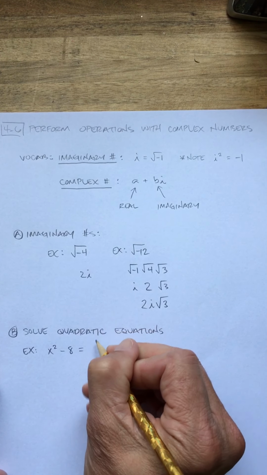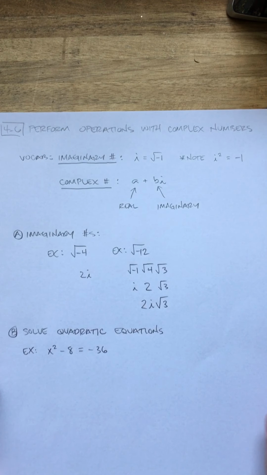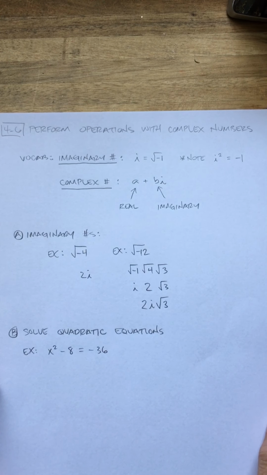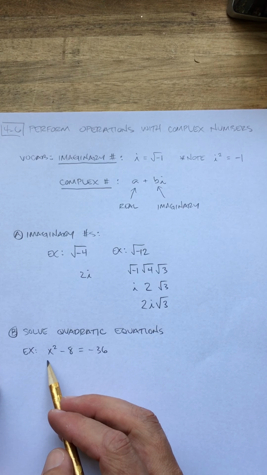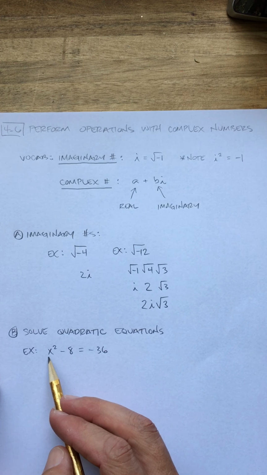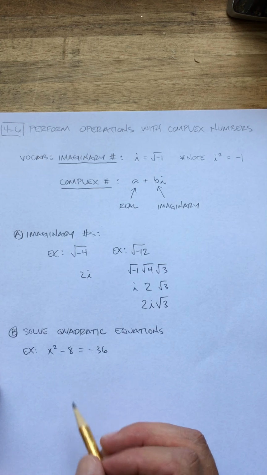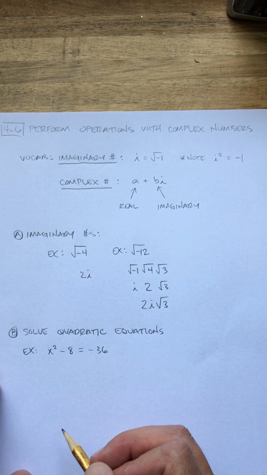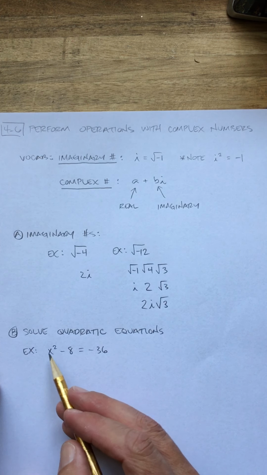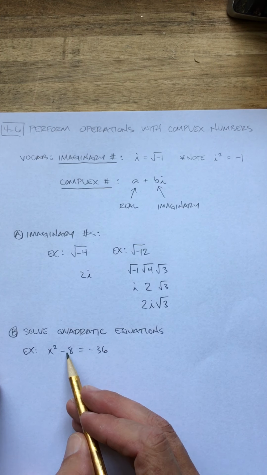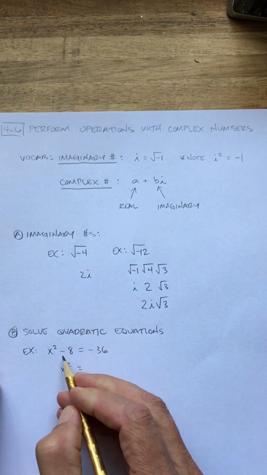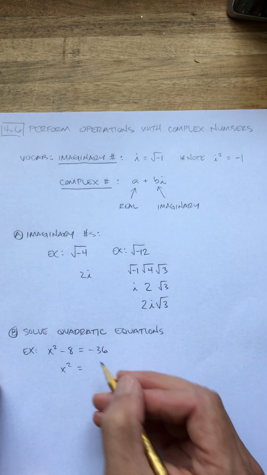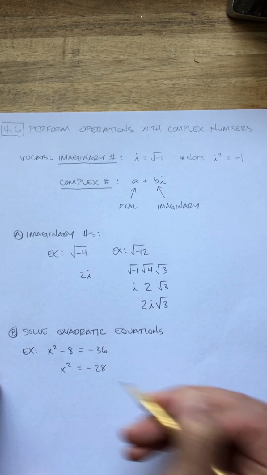equals negative 36. All right, now I don't know if you remember, but in our last section, whenever we had the x squared and we have the c term, so we have the a term and we have the c term, we don't have a b term. Remember the b term has an x next to it? Anytime we just have the a term and the c term, go ahead and move this guy over so we end up with this. x squared equals, you're going to add 8 to the other side, okay, so this is going to equal negative 28.